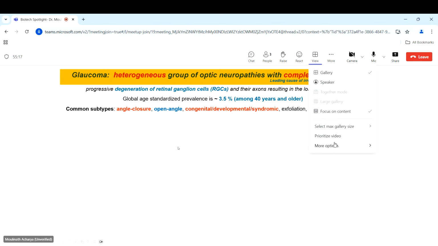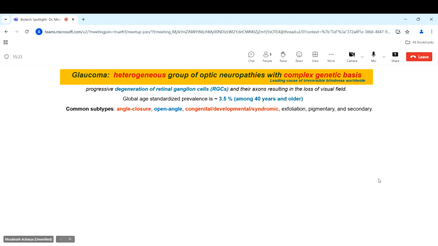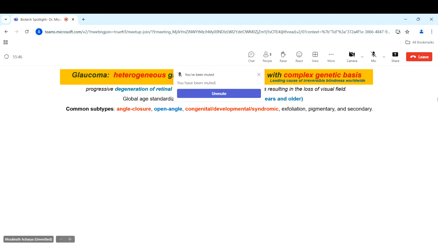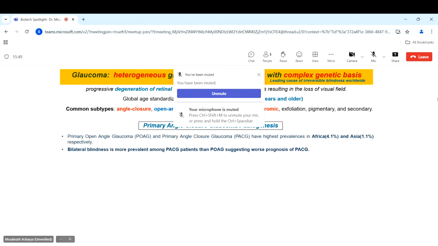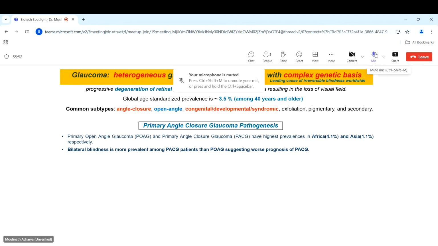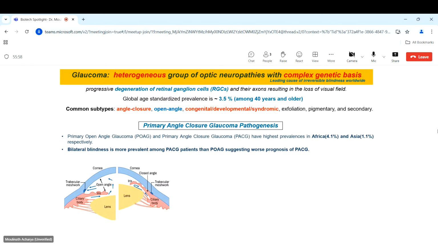So, as we know, glaucoma is basically a heterogeneous group of optic neuropathies with complex genetic basis, and this is the leading cause of irreversible blindness worldwide. What happens in glaucoma is basically a progressive degeneration of retinal ganglion cells and their axons, resulting in the loss of visual field. And the global age standardized prevalence is 3.5%, which is among 40 years and older. And there are common subtypes like angle closure glaucoma, open angle glaucoma, congenital glaucoma, and so on.